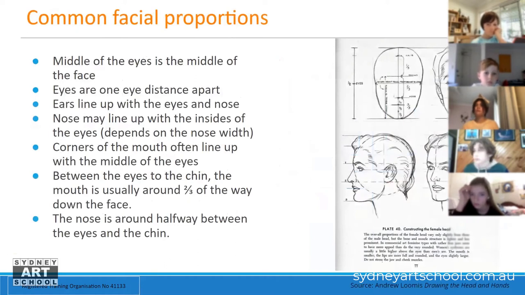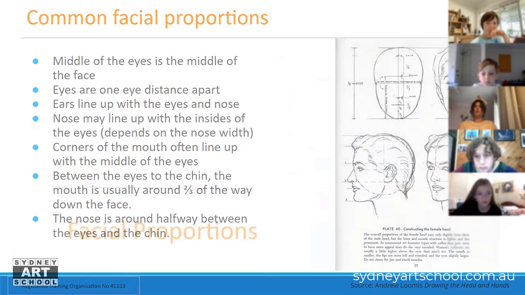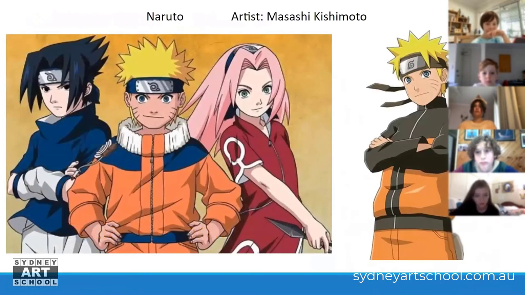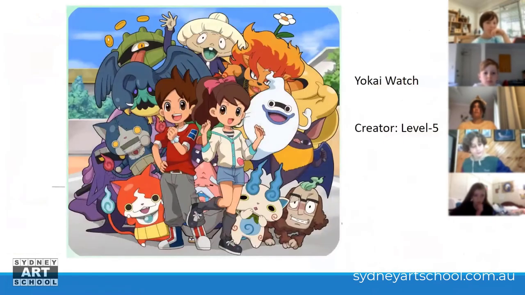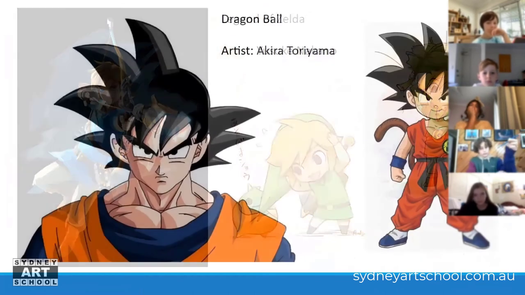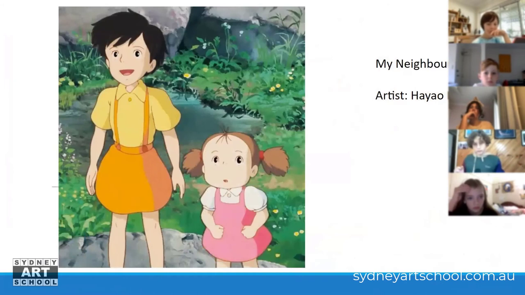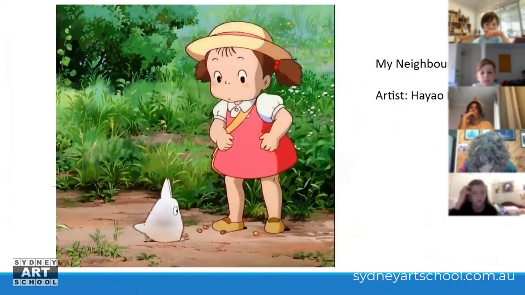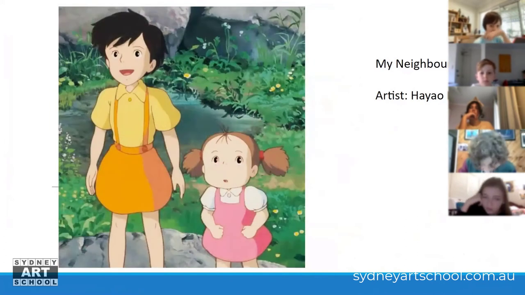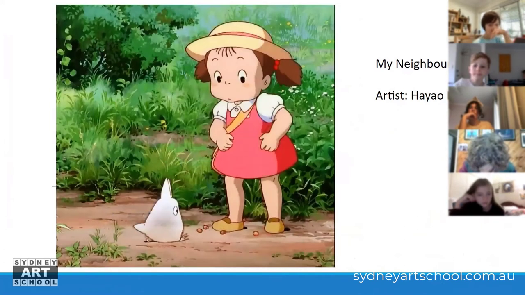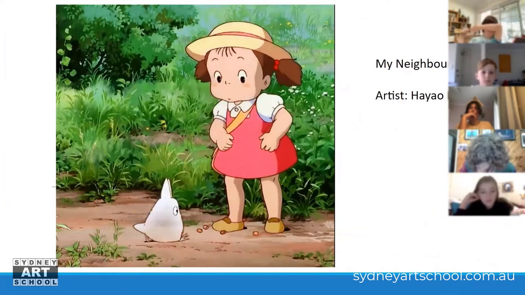The reason I'm bringing this up first is that if we go through all of these characters, so Naruto, Yokai, Pokemon, Link from Zelda, Goku, and the two sisters from My Neighbor Totoro, any anime that you look at, say Mei there from that shot to this shot, there has to be consistency. So this is really important.